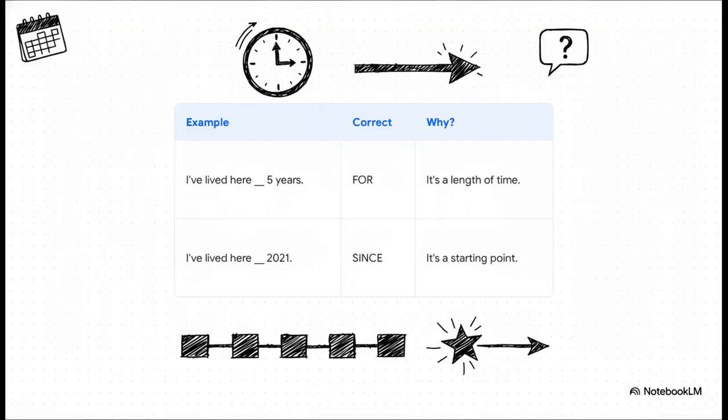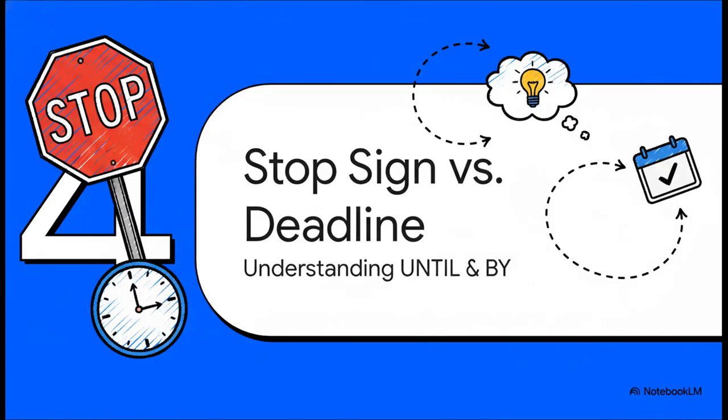That's the key. And this little table just makes it crystal clear. Look at this. I've lived here for 5 years. Why for? Because 5 years is a length of time. But look at the next one. I've lived here since 2021. Why since? Because 2021 is the starting point. See, it's the same basic information, just expressed in two different ways, depending on if you're focusing on the duration or the start date. Up next, another pair that trips a lot of people up, until and by.